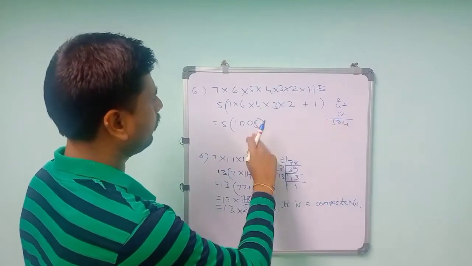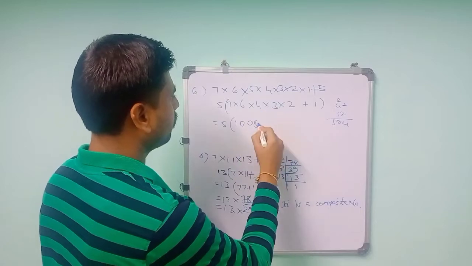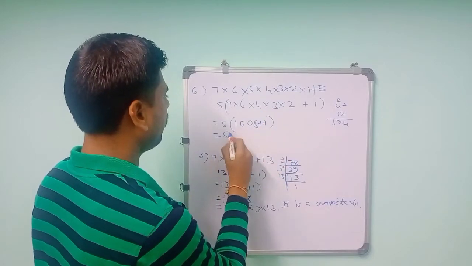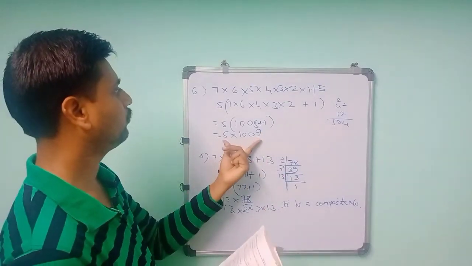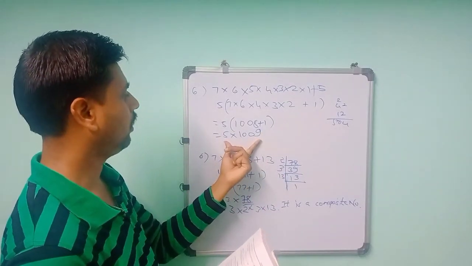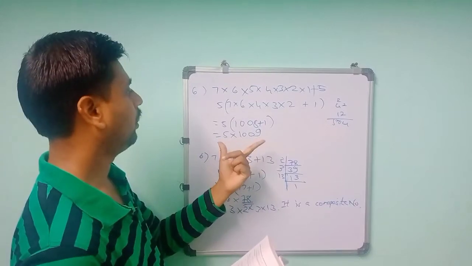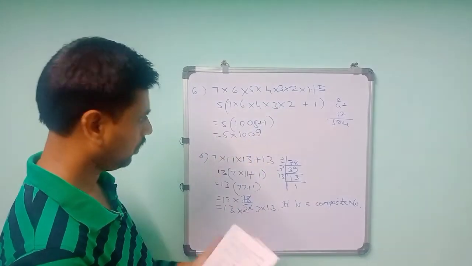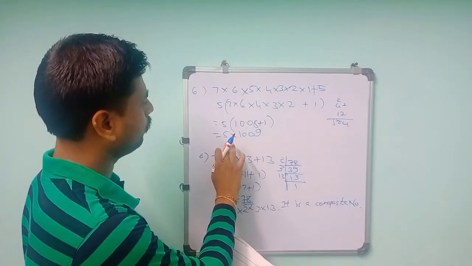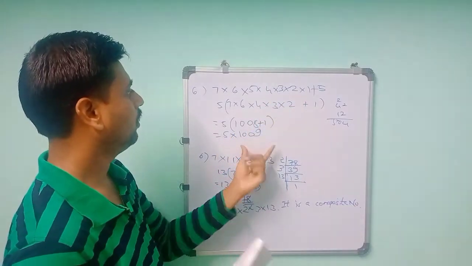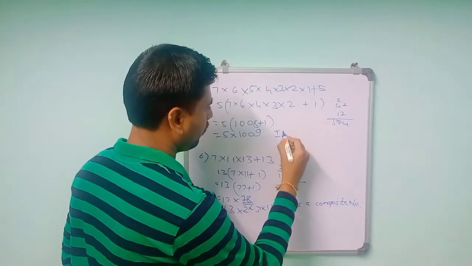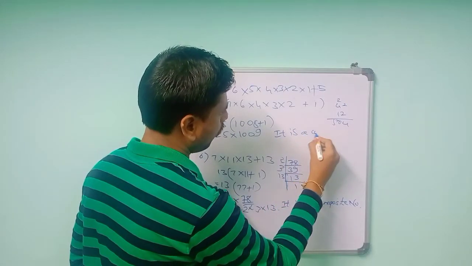So 1008 plus 1 is there, no? Plus 1 becomes 5 into 1009. So these two are factors other than 1 and the number itself, because 5 is there, no? So 5 into 1009, you can split into prime factors. So it is also a composite number. 5 into 1009 is a composite number.